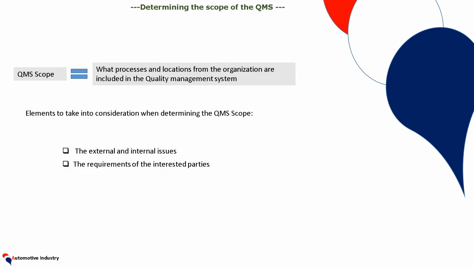The organization is required by the standard to determine the scope of the quality management system and to maintain it as documented information. When we discuss the scope, we discuss the applicability and boundaries of the quality management system. We speak of processes and locations that are included in the quality management system.